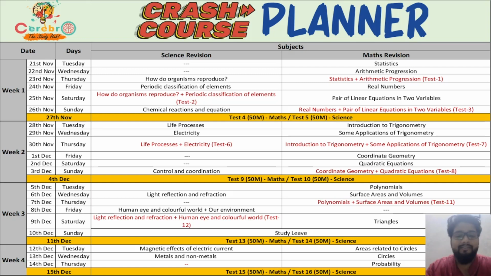Now, if you observe very carefully, week 4 looks very short. Why is it short? There is a reason. We'll start from 12th of December and we'll wind up the complete portion by 14th December. Done. We'll be done with the portion and we'll have a final test, that is test number 15 and test number 16, that will sum up the entire crash course.